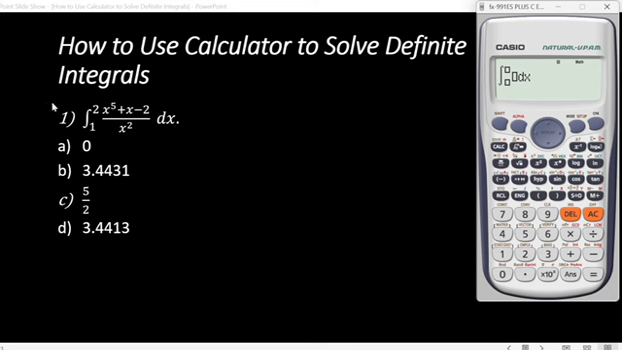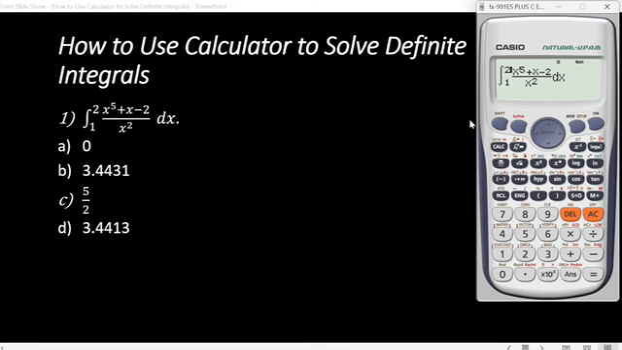Our question is also a fraction, so let's bring the fraction sign. We have x raised to the power 5. To bring our x, we press alpha and the close bracket sign. So x power 5 plus x minus 2, all over x squared. Then we use our arrow key to move to the right side, which now comes to the limits. We have a lower limit of 1 and an upper limit of 2.